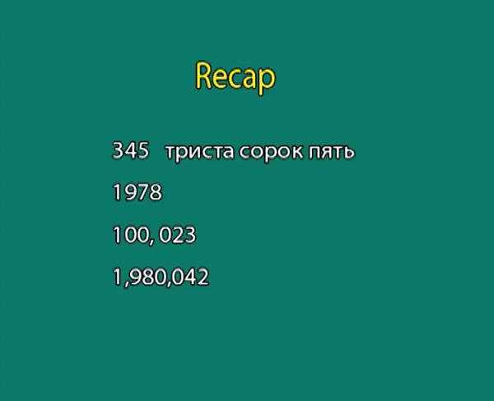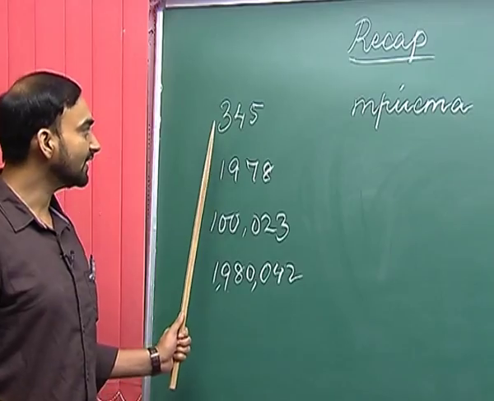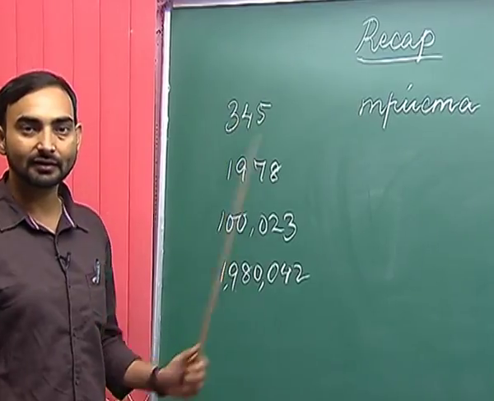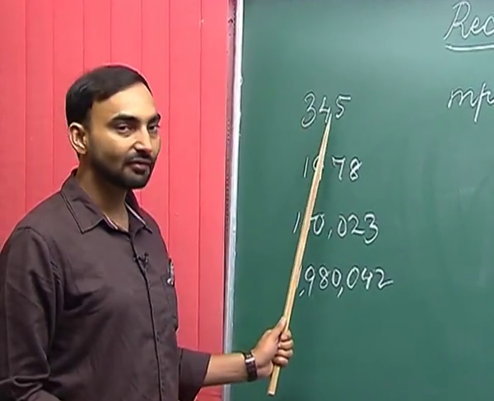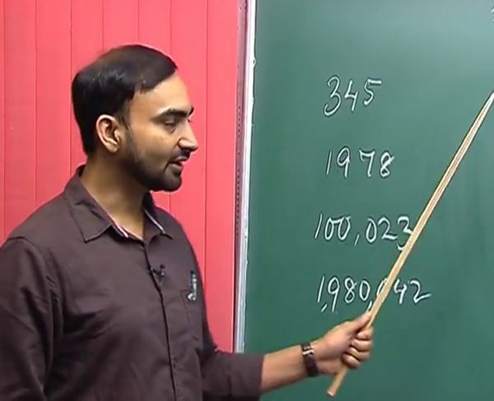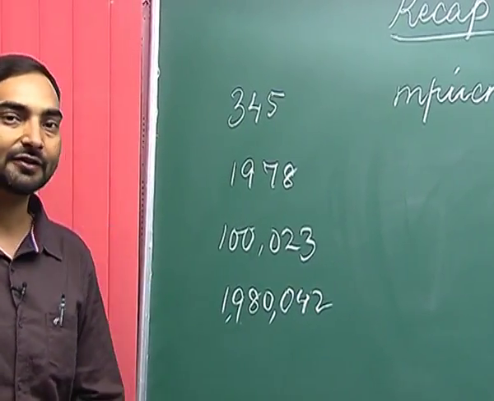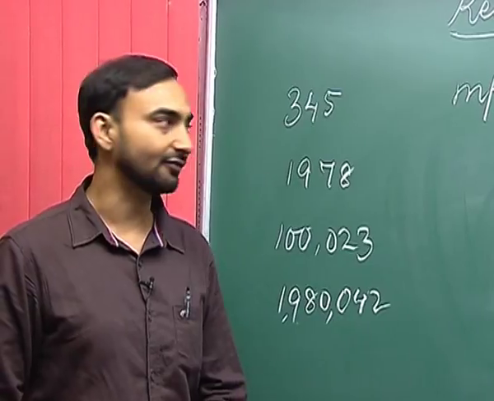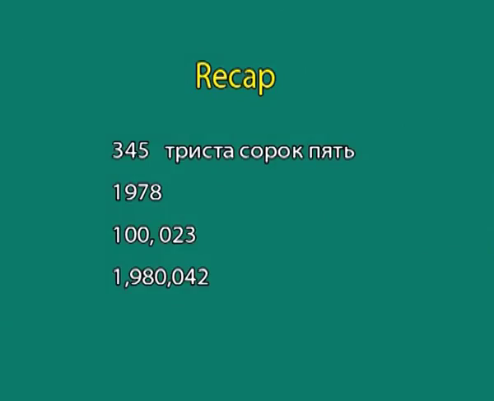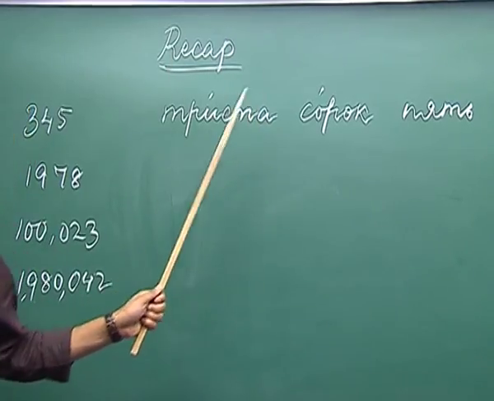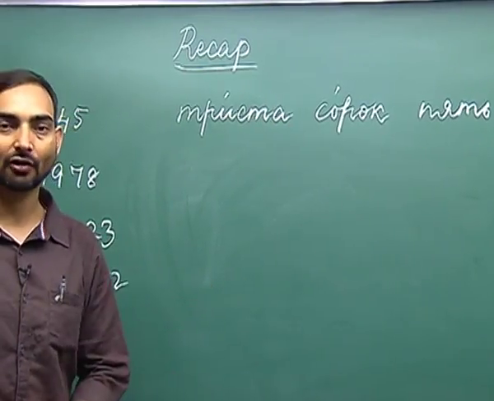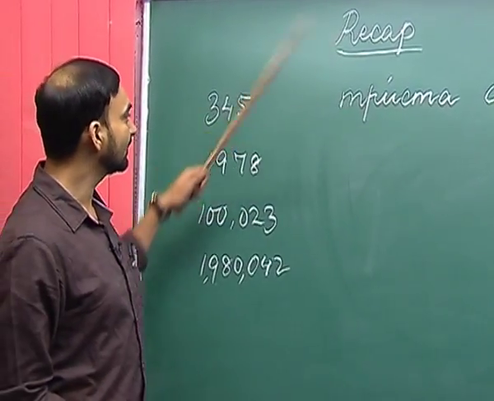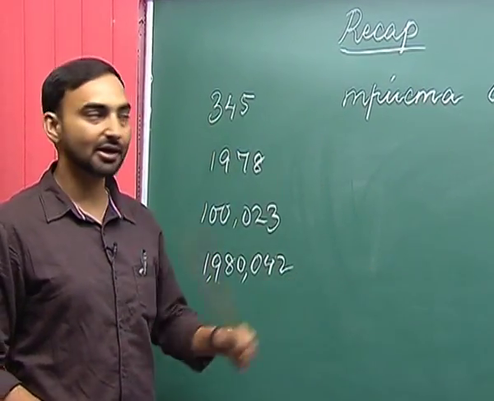The first cardinal number I have written here is 345. How will you say that in English? 345. In Russian, just find the equivalent of 300, 40 and 5. How do we say 300 in Russian? 300 is 300, 40 is 40 and 5 is 5. So, this is how we say 345 in Russian.